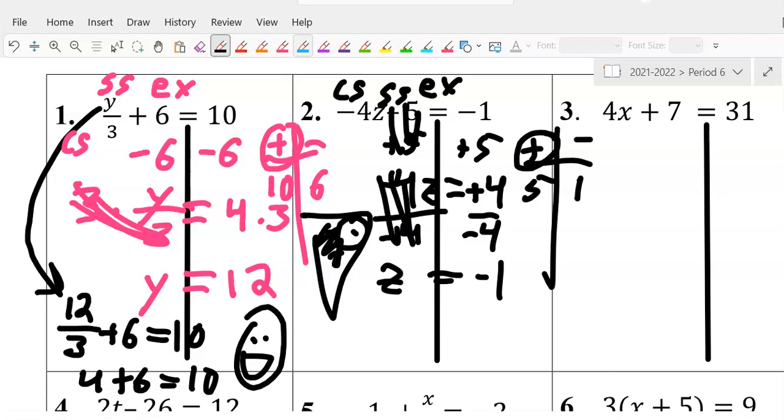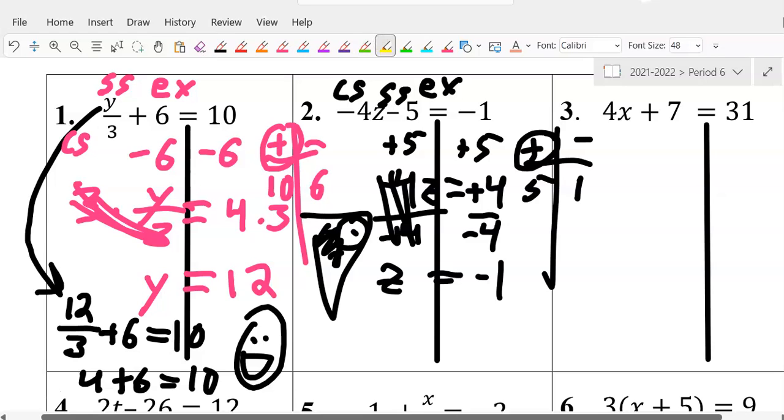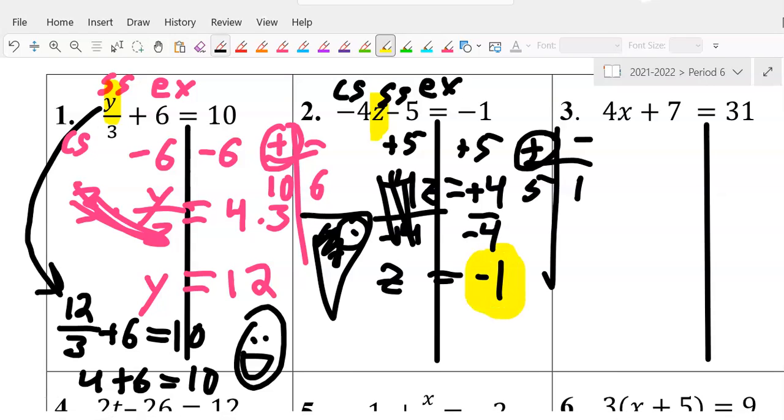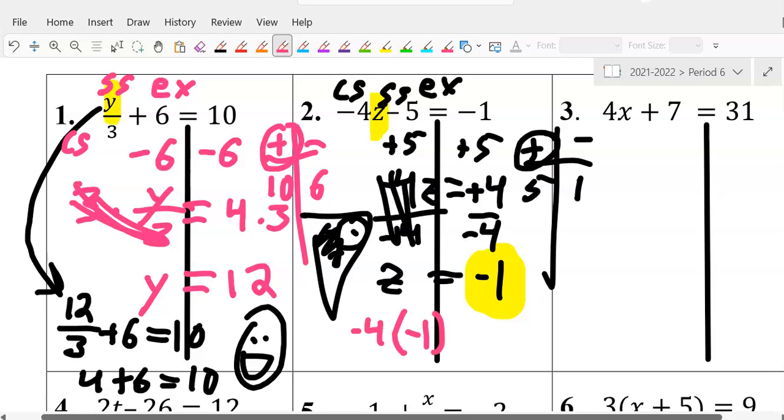What should we do now? We should check it. All right, Joan, you want to help us? I did a highlight for you. Maybe that'll help. Replace the z with negative 1. So let's see, I'll go back to pink. Okay, so we got negative 4 times negative 1 minus 5. That should equal negative 1.